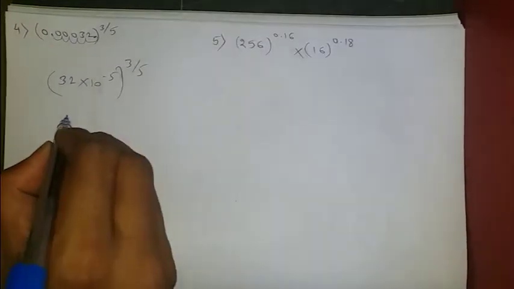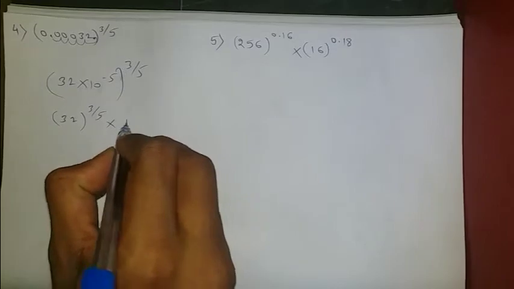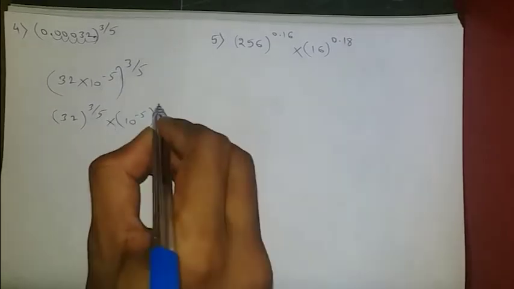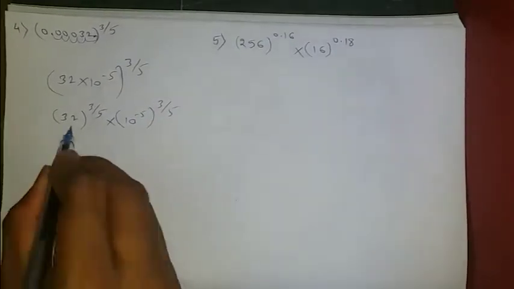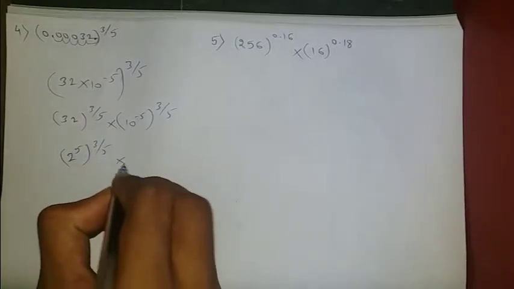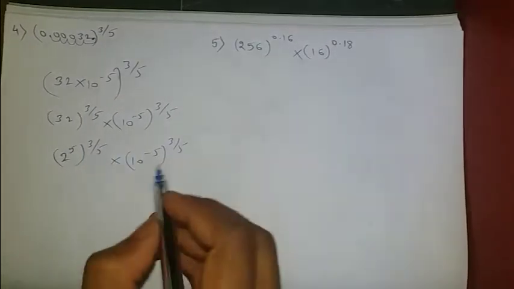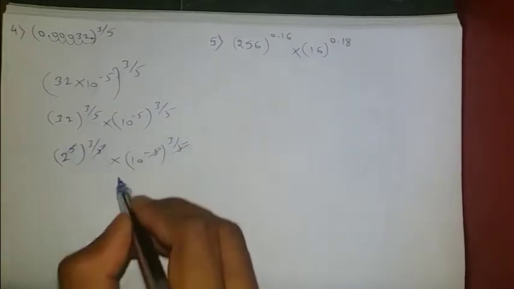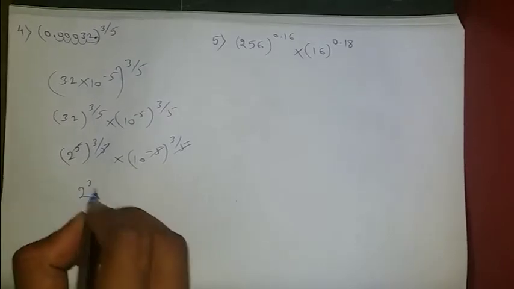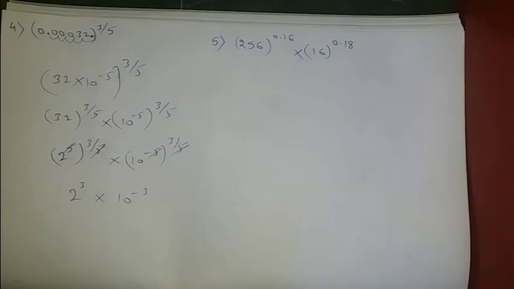If we separate it, 32^(3/5) × (10^(−5))^(3/5). 32 can be written as (2^5)^(3/5) × (10^(−5))^(3/5). Here the 5 cancels, here the 5 cancels. So we remain with 2^3 × 10^(−3).